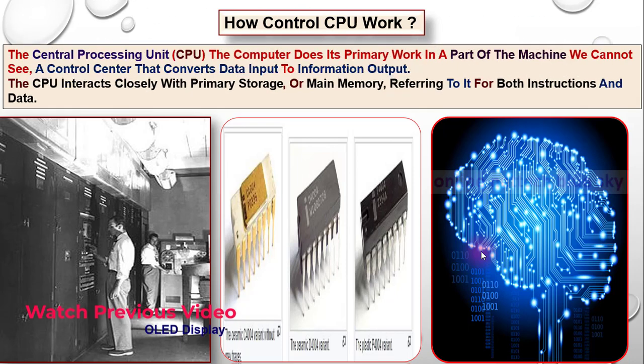The CPU interacts closely with primary storage. This is very important to understand: the primary storage, or main memory. Main memory holds both instructions and data, so it refers to both instructions and data. Why? Because you give one type of instruction.